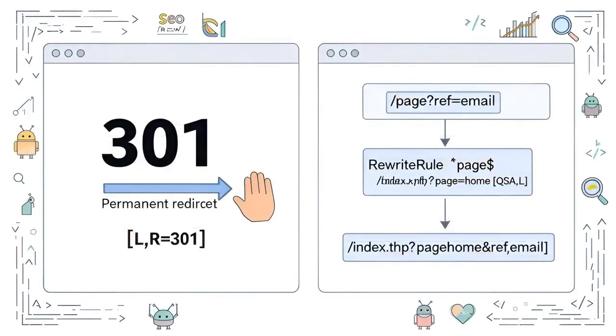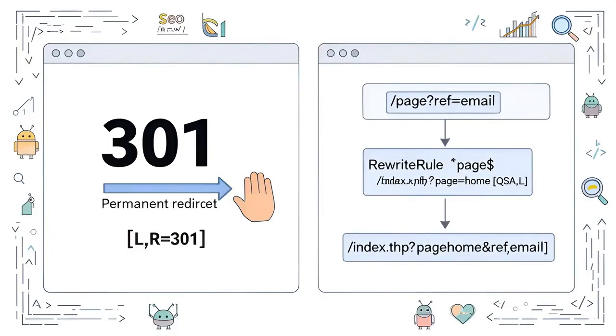Two flag combinations you'll see constantly. The canonical redirect: R=301 means stop processing and send a permanent redirect. Browsers and search engines cache 301s, so this is your SEO-safe way to move old URLs permanently. And the rewrite-and-keep-query combo.